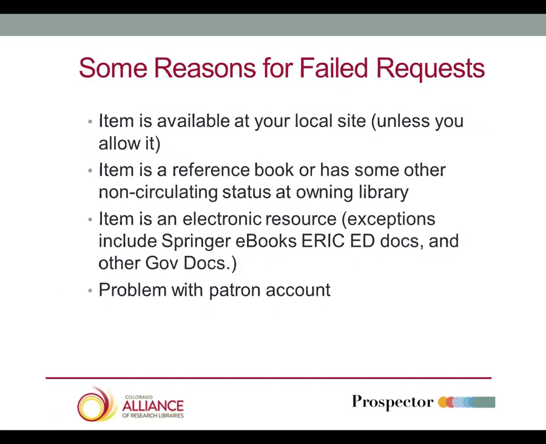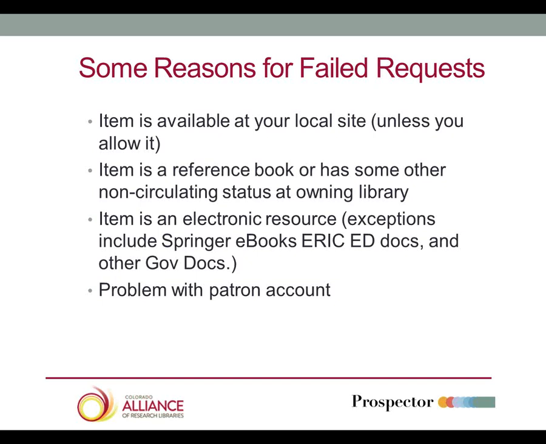And then here are some reasons that requests fail, and some of these are pretty obvious. Item is available at your local site, and that's true because a lot of libraries, I'd say the majority, if it's available at their local site, you can't check it out through Prospector. Obviously, if it's a reference book, those will show up as local use only in Prospector. In other words, the record was contributed to Prospector, but it can't be checked out, and so it'll just say local use only.